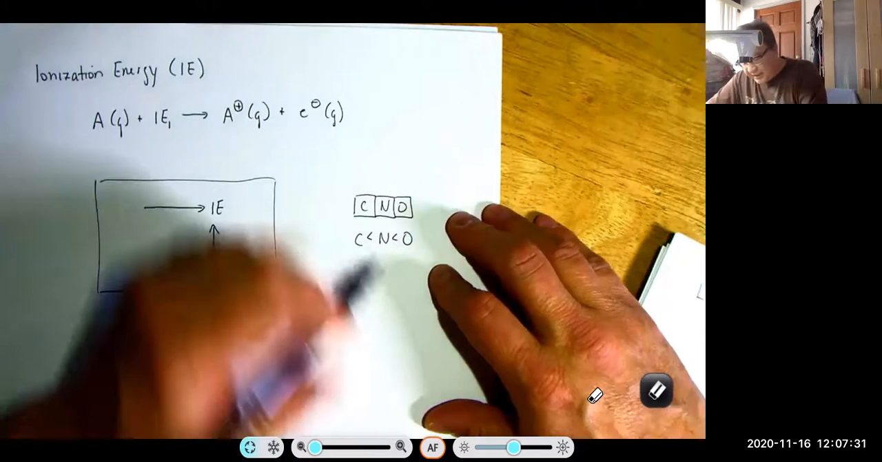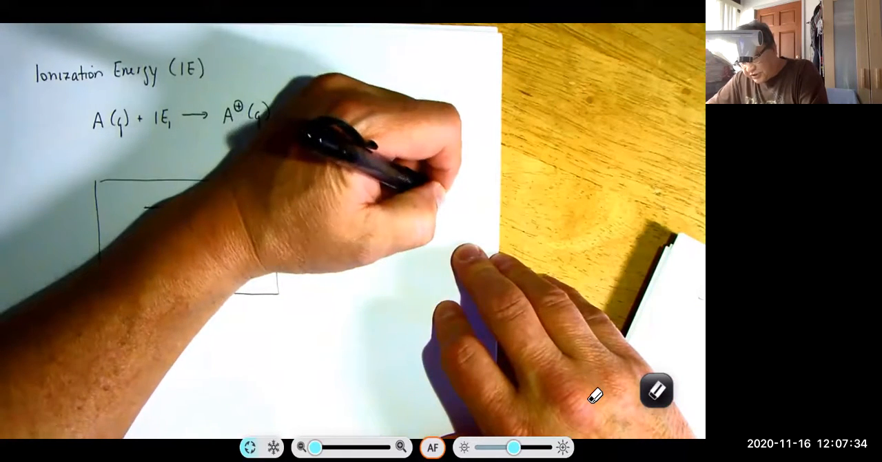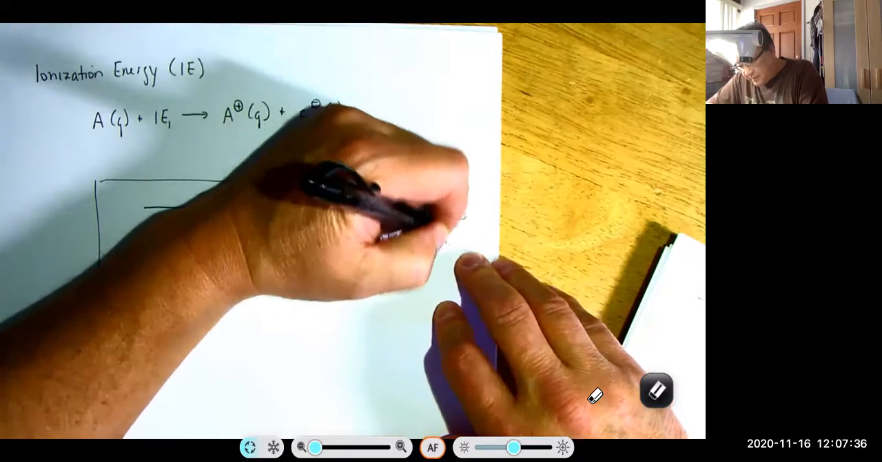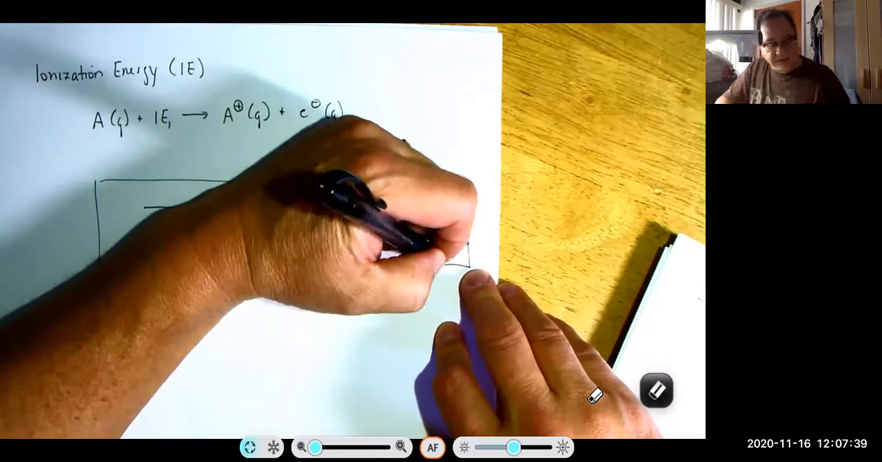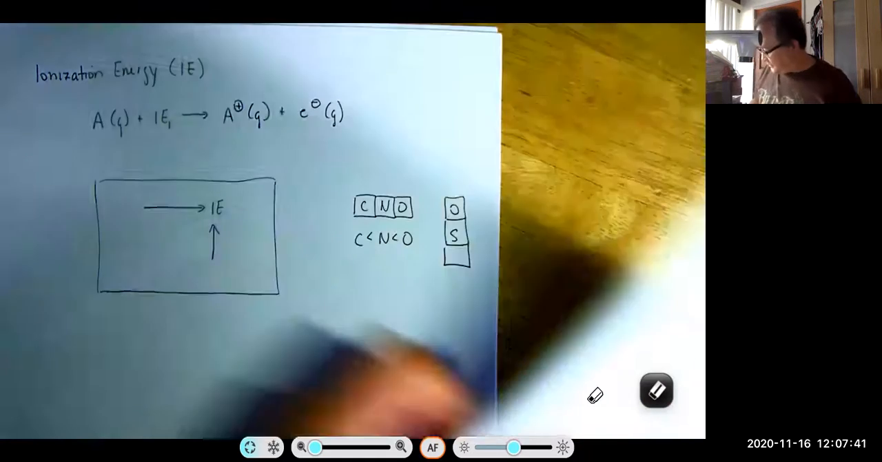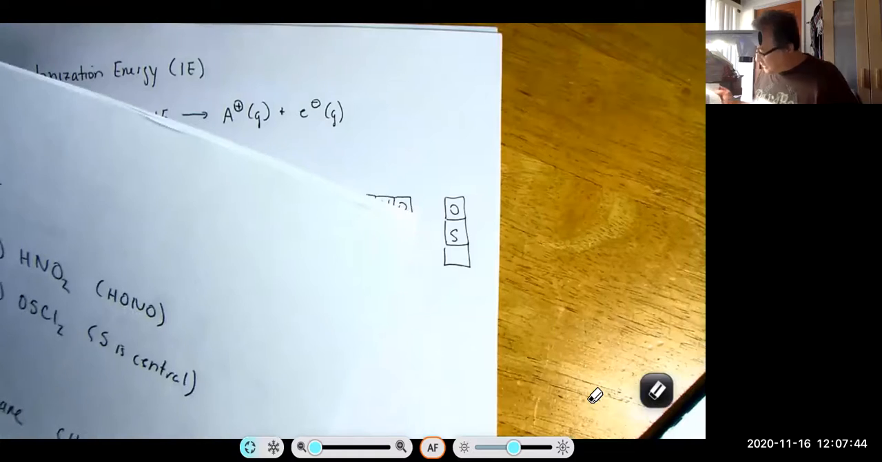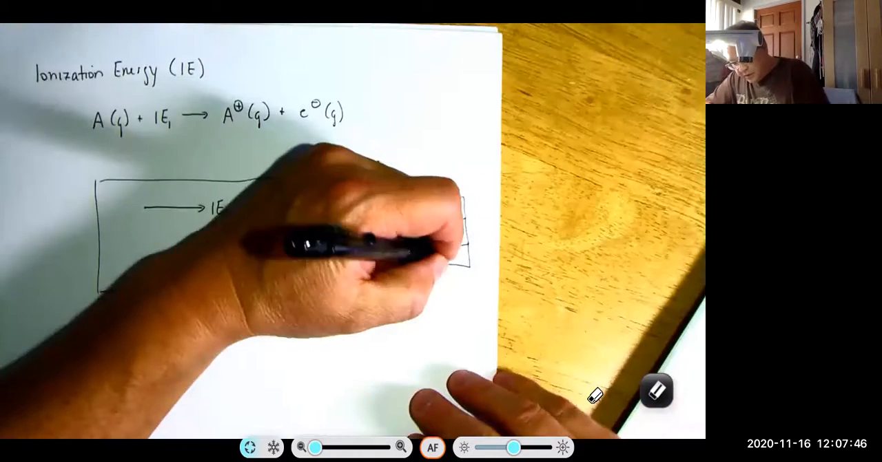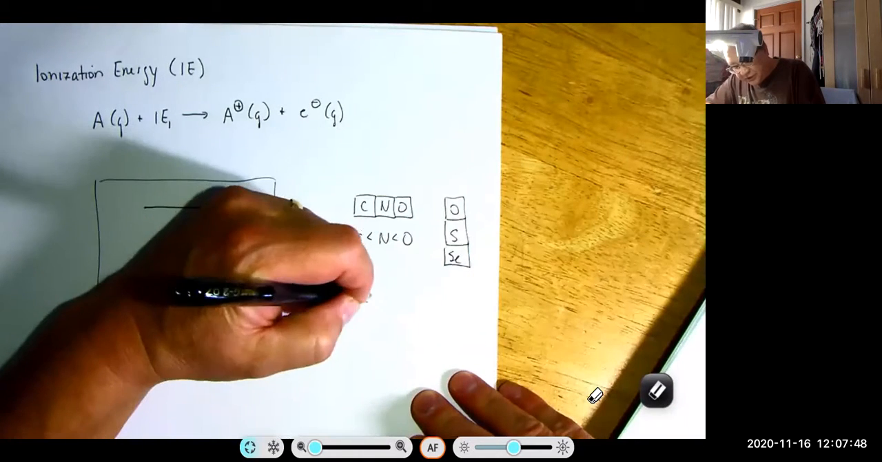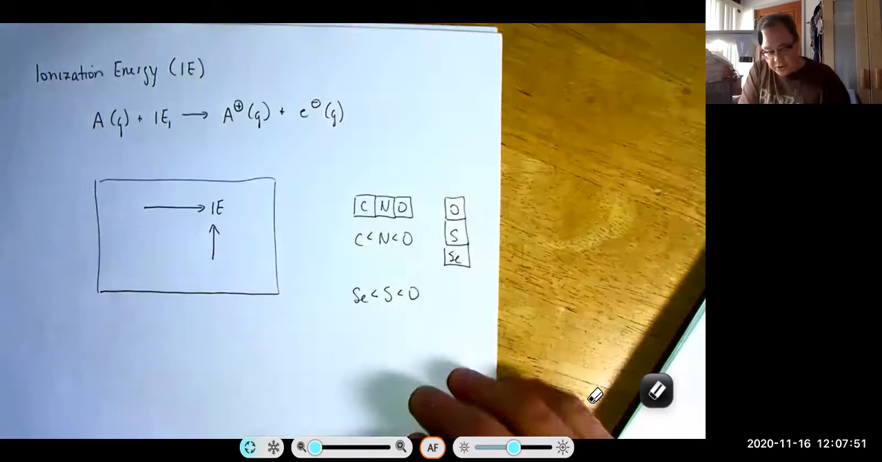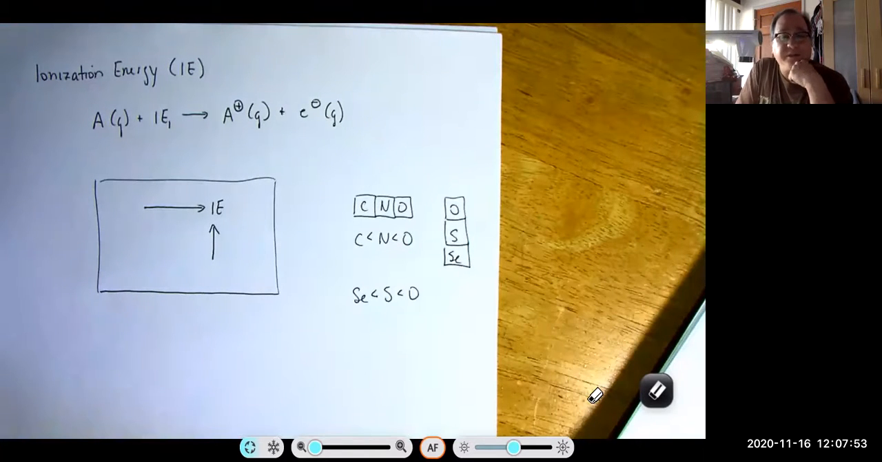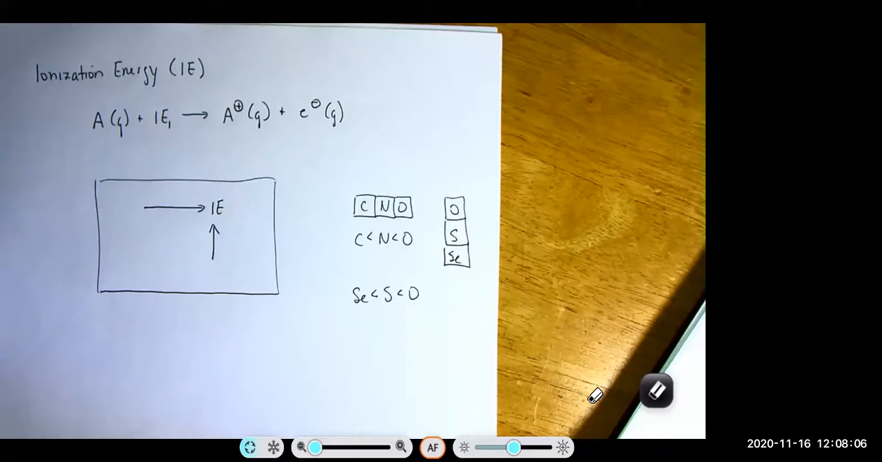So when you look at oxygen, sulfur, and, let's see, I'm not sure what element is below sulfur. Let me take a look. Selenium. We would say that selenium is less than sulfur is less than oxygen. So this is a general way of looking at the periodic table to decide what has a greater ionization energy. It works for the most part. It doesn't work in some cases, though. So does that kind of answer the question? Yeah, that answers it. Okay.